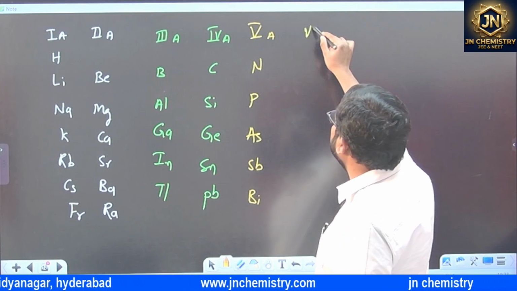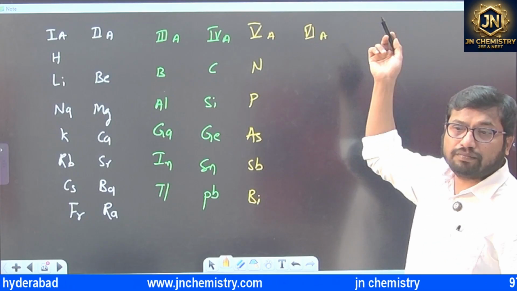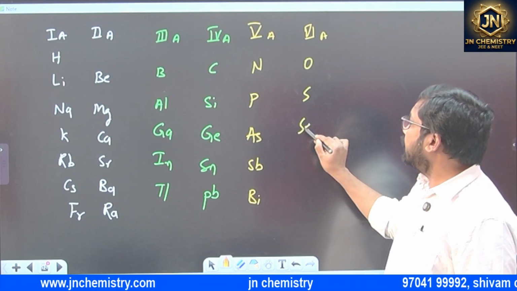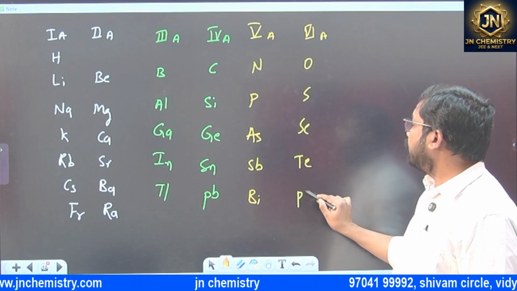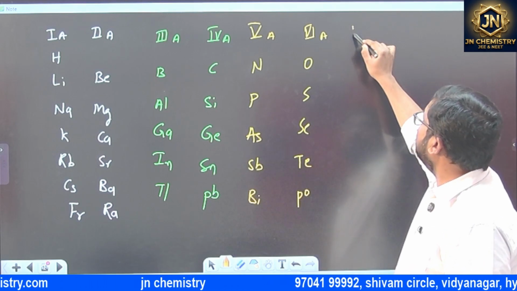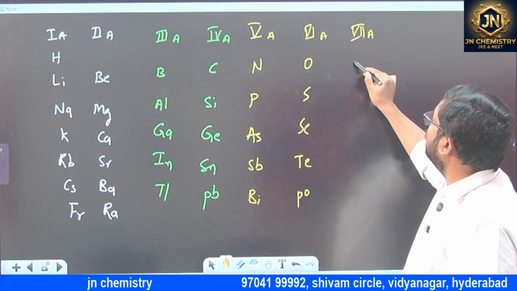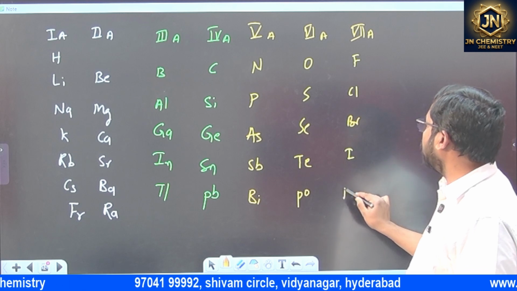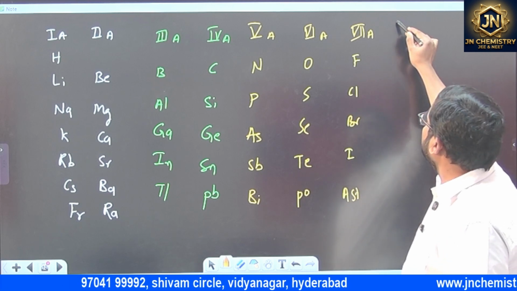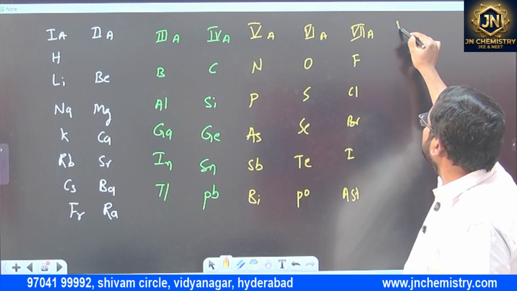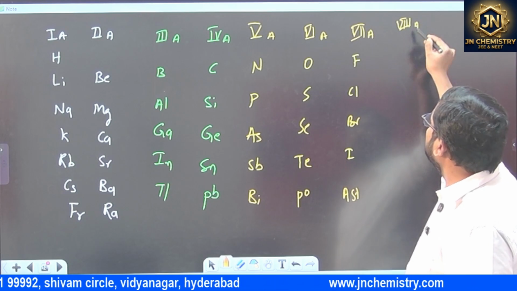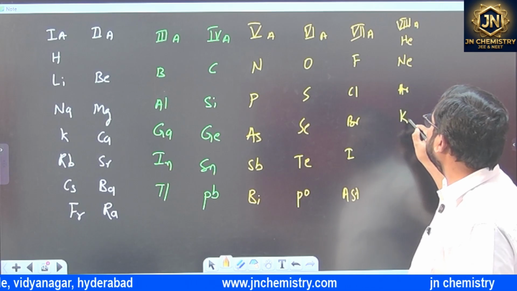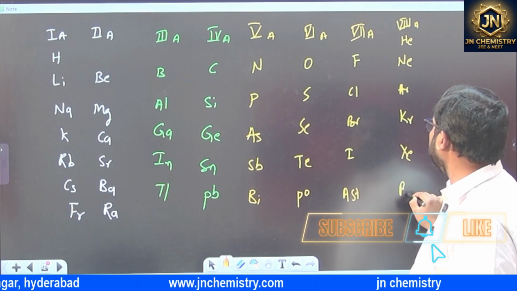Next, 6th A group elements: oxygen, sulfur, selenium, tellurium, polonium. Next, 7th A: fluorine, chlorine, bromine, iodine, astatine. And 0 group or 8th group elements: helium, neon, argon, krypton, xenon, radon.